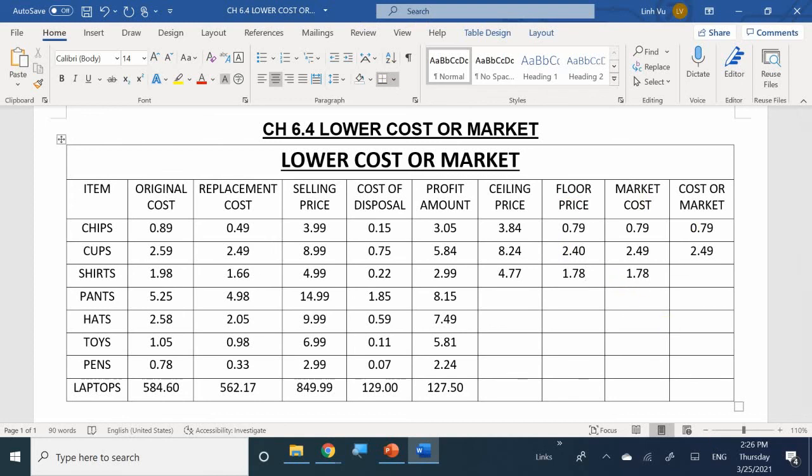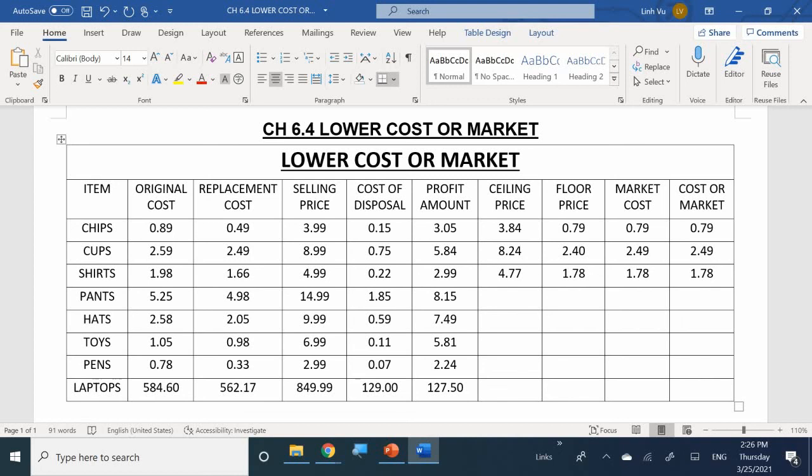Okay. So now we have to answer the question, what's lower? My original cost of $1.98 or my market price at $1.78? The market price. Yes, the market price of $1.78. Okay.